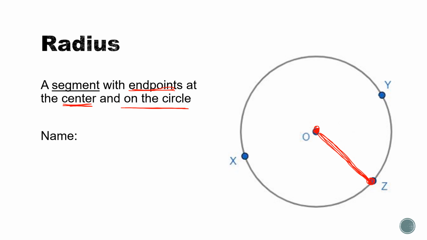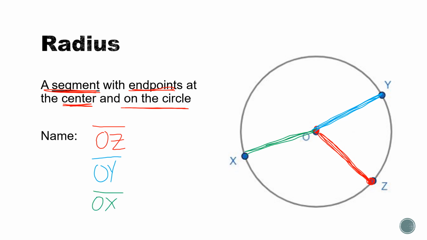You'll want to draw these points on your circle on your paper. So one radius would be, you name it from O to Z. Now because it's a segment, we need to have the segment sign above it, which is just that dash above. So O to Z would be one radius. Another radius could be from O to Y. That is also acceptable. And then a third radius could be from O to X. So you can have multiple radii in a circle. Typically, you just have to be able to identify one of them. So going from the center to the edge is a radius.